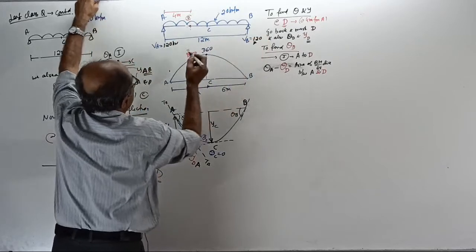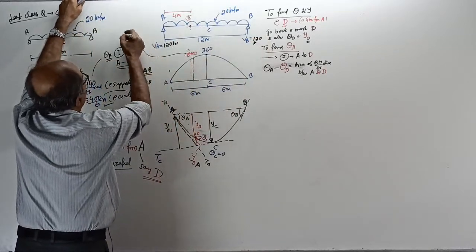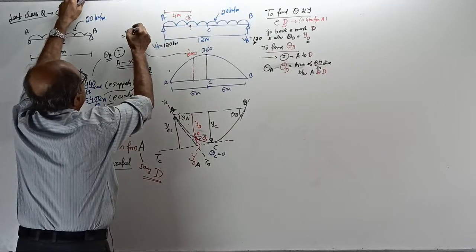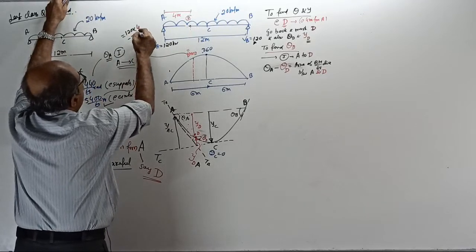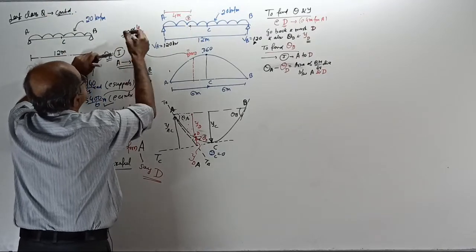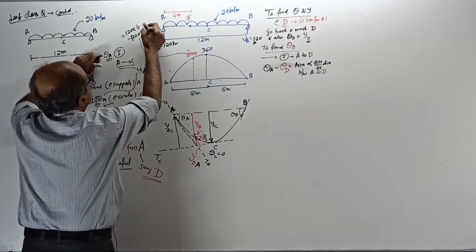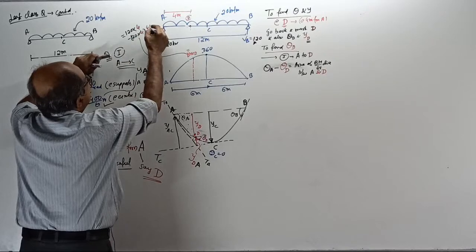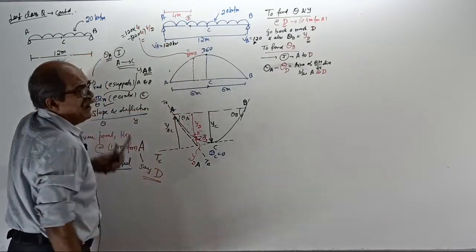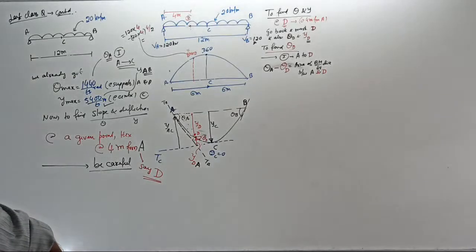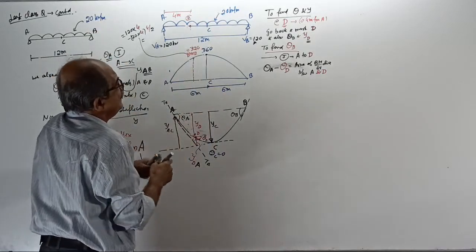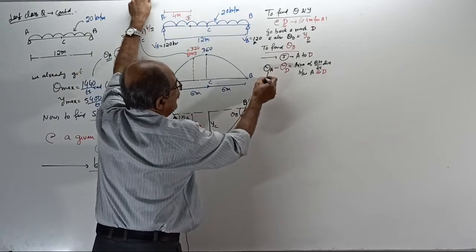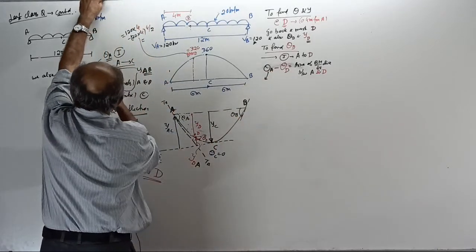Then your bending moment at D equals 120 into 4, red color 4, minus 20 into red color 4 into 4 by 2, 2 is black. Tell the answer. What is the bending moment at D? 320 kilonewton meter. Now important. Your theta A is already known. How much?